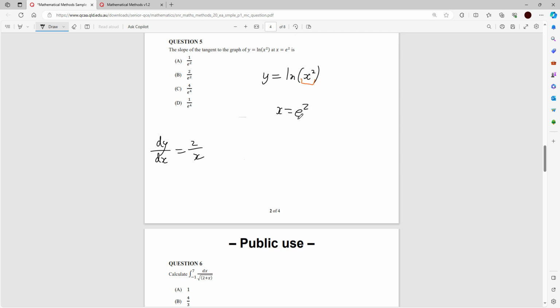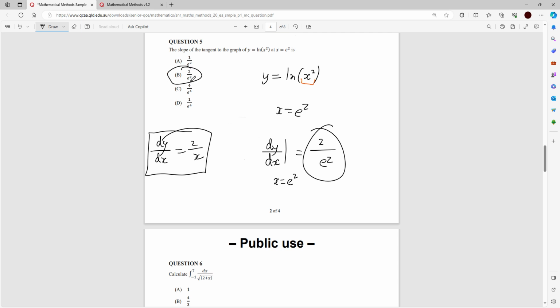Now, this function here will tell you the gradient at different x values. So all you've got to do is plug this x value into this equation here. So in other words, the slope, when x is equal to e squared, is equal to 2 on e squared. And we can see the correct answer is B.